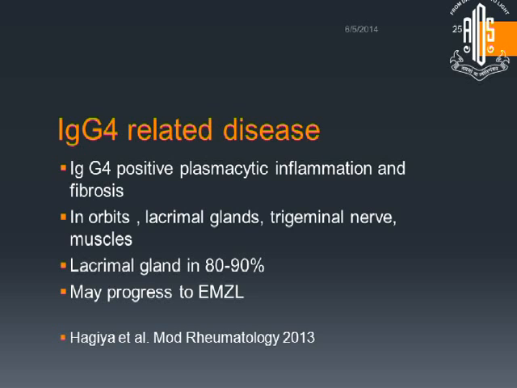IgG4 related disease, I've tracked it together with this because now it's found that more and more orbital inflammatory diseases are also associated with immunoglobulin G4, and particularly in plasmacytic inflammation and fibrosis. It may involve the lacrimal gland in 80 to 90% of the patients and may progress to lymphoma.